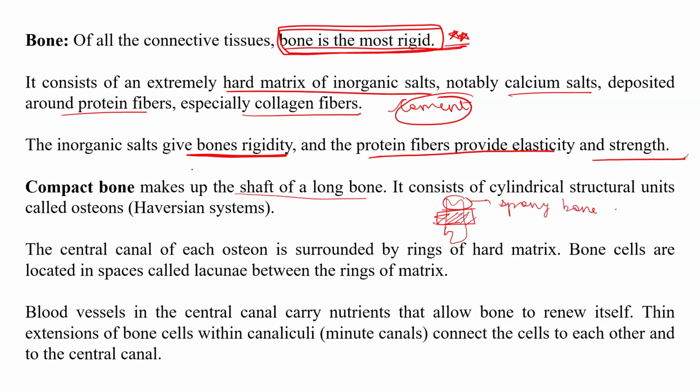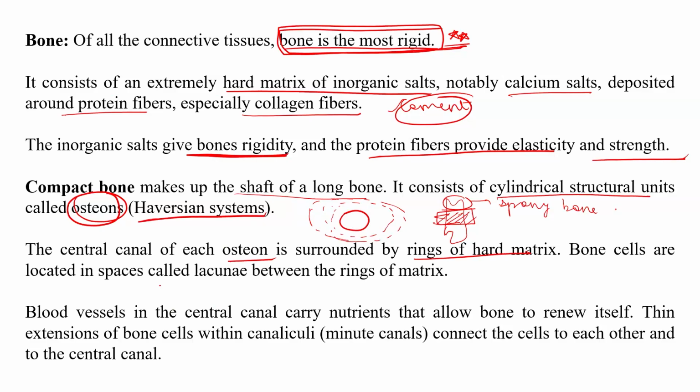The structure of a compact bone is that it consists of cylindrical structural units called osteons, or we can say a Haversian system. So the unit is called the osteon or the Haversian canal system. The central canal of each osteon, which is also known as the Haversian canal, is surrounded by rings of hard matrix.